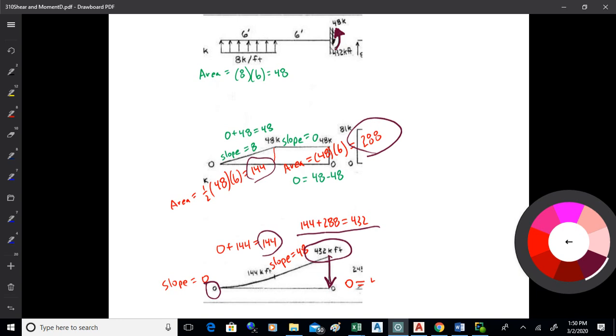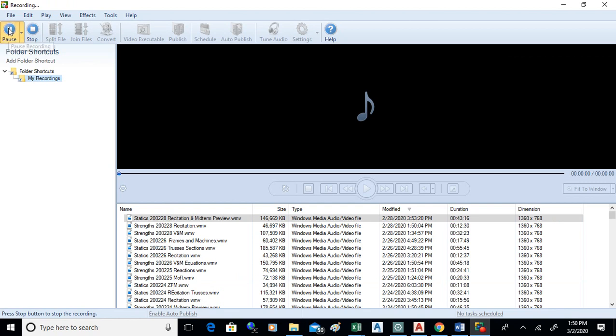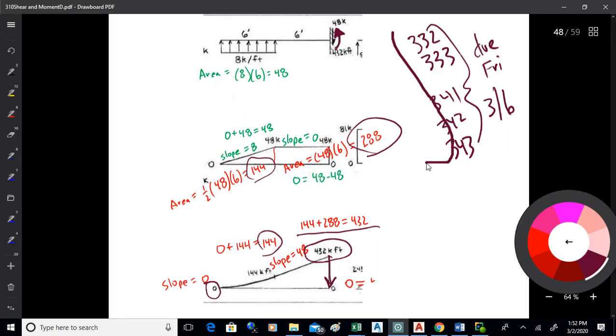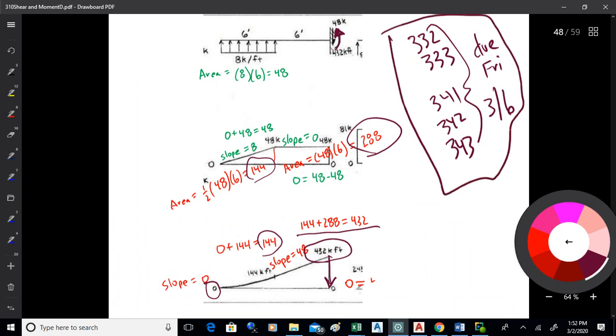Let's see here. Let's pause this for a second. All right, so here's the homework that's coming due: 332 and 3, and then 341, 2, and 3. We'll finish up the material for 341 tomorrow.